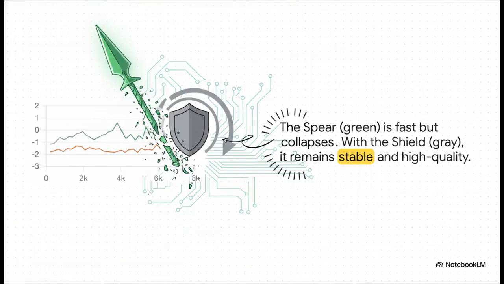And the data backs this up perfectly. This graph shows a quality score over the course of training. Now look at that green line. That's the spear all by itself. It shoots up, it learns really fast, but then it just completely collapses as the training goes off the rails. Now look at the gray line. That's the spear and the shield working together. It learns just as fast, but the shield keeps everything stable, right up at that high level of quality indefinitely. This is the smoking gun. You need both. You need the engine and you need the guardian.